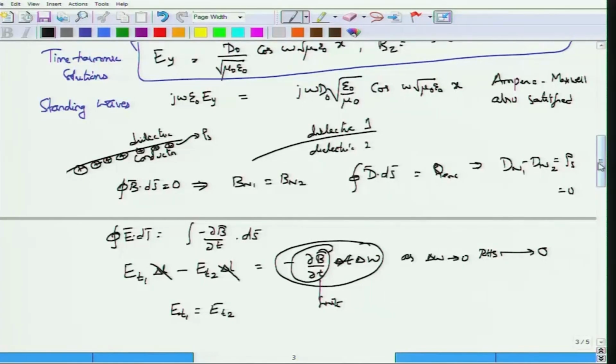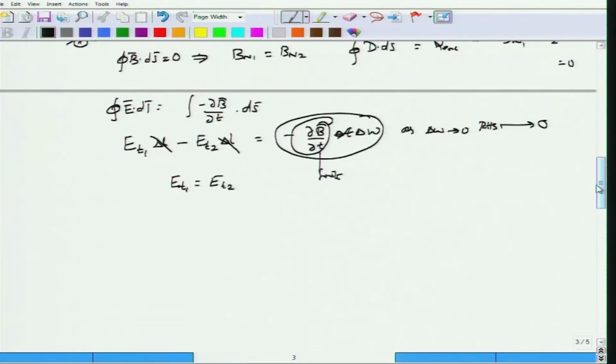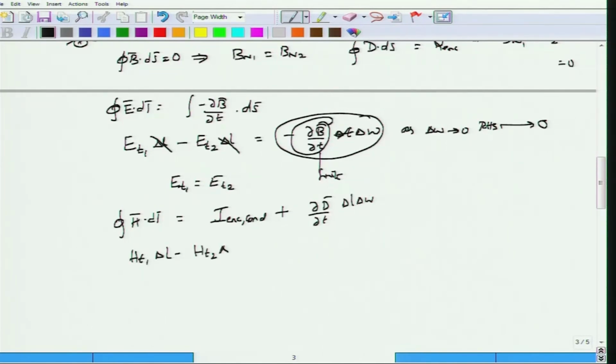Okay. The other condition is that I have integral of H dot dl is equal to conduction current that is enclosed, right. So let us say I enclosed, which is conduction current, plus a term for del D by del T delta L delta W, right. Again writing the left hand side as HT1 delta L minus HT2 delta L, where delta L is the path length which we have seen in earlier modules. This seems to be sigma, right. Conduction current J, we have shown in one of the modules that this is equal to sigma into E. So this seems to be indicating that this is sigma E delta L delta W.